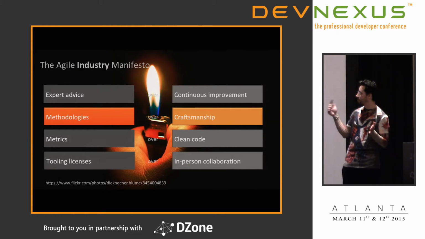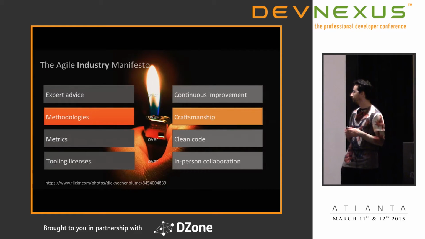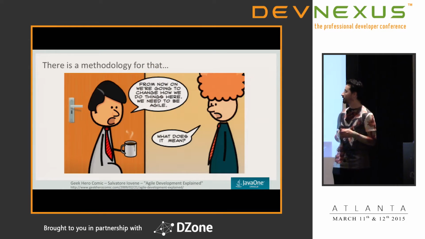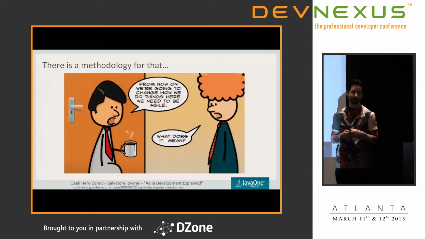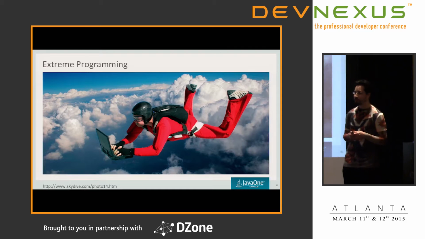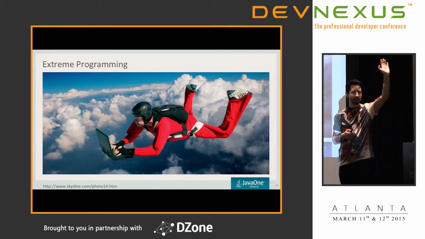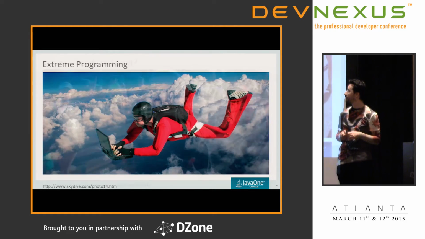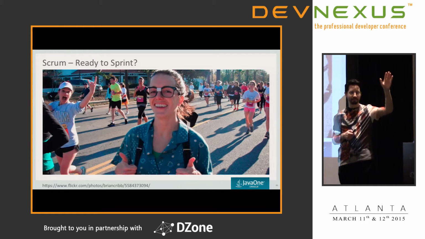Okay, number 2, methodologies over craftsmanship. There's a lot of software methodologies. You can basically pick your methodology. So who's doing extreme programming? Okay, very good. We should do extreme programming in our book. Very good. Scrum? Okay, a few Scrummers. Are you certified? Okay, I'm going to get to that.